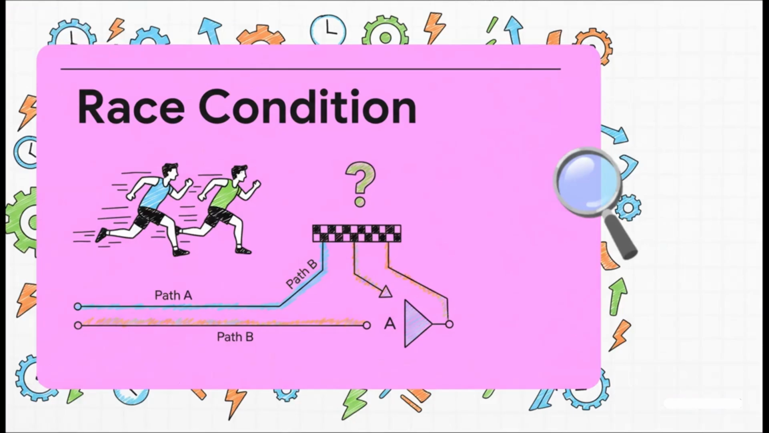Okay, imagine two runners sprinting for the same finish line. In a real race, we just want to see who wins. But in a digital circuit, we need the outcome to be exactly the same, every single time. A race condition means the result is basically left up to chance, all depending on these tiny, unpredictable variations in speed and timing. And that's the absolute last thing you want inside a computer.